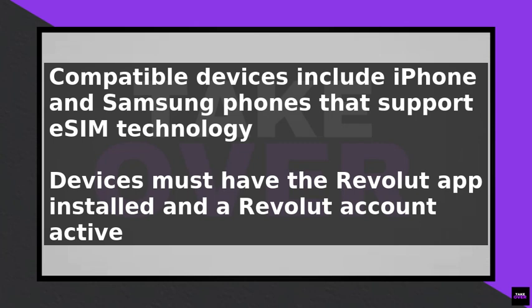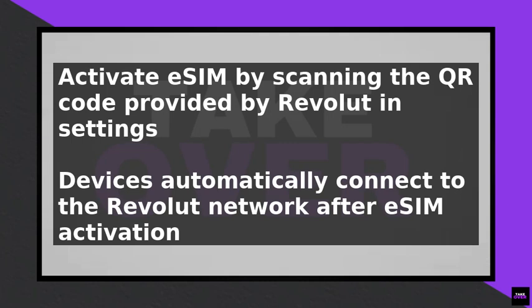Once you have purchased the plan, go to the settings on your device. Select mobile data, and then select Add Data Plan. Scan the QR code provided by Revolut to activate the eSIM. After activating the eSIM, your device will automatically connect to the Revolut network. You can then use your device as you normally would, making calls, sending texts, and accessing the internet.